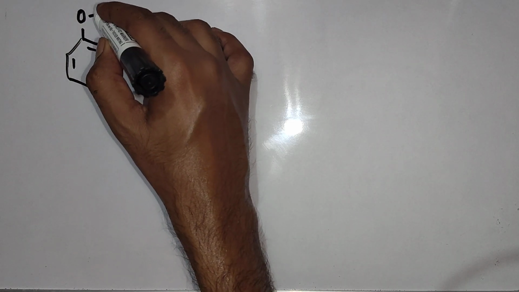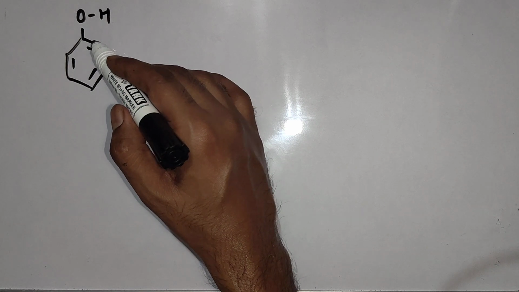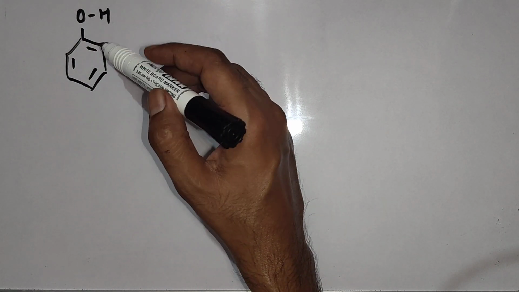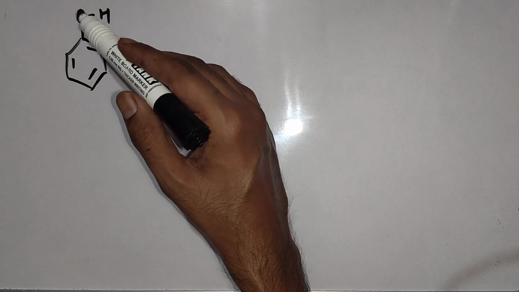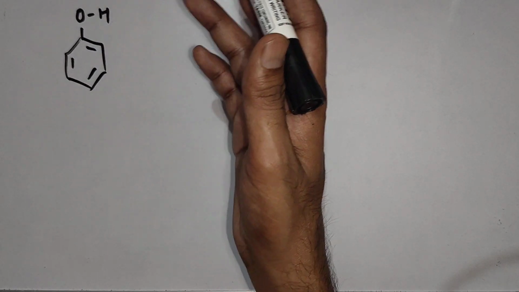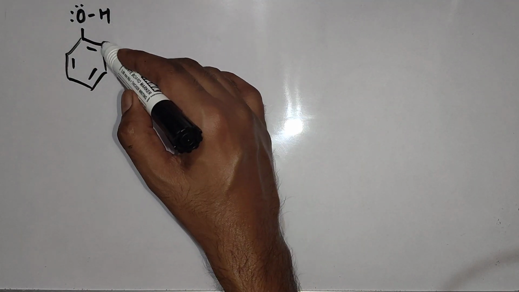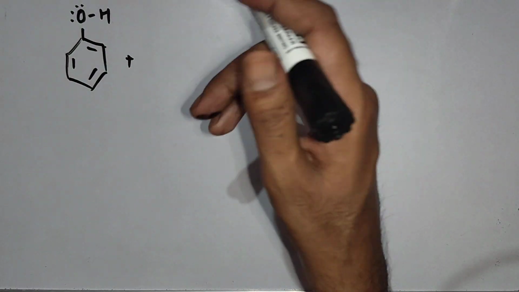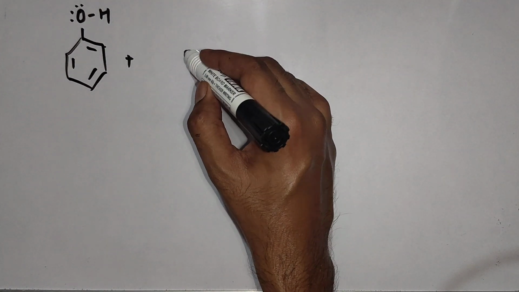The phenol which you are using, in this phenol the benzene ring is a high source of electrons, and electrons are mostly present on the ortho and para positions due to resonance of oxygen, as we have discussed in the previous videos. Now these positions, ortho and para, can be attacked by electrophiles. Who is the electrophile here? Let's check.